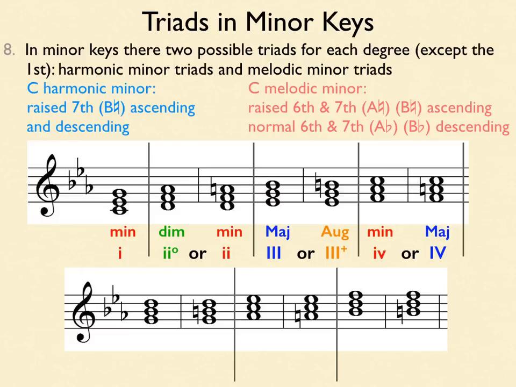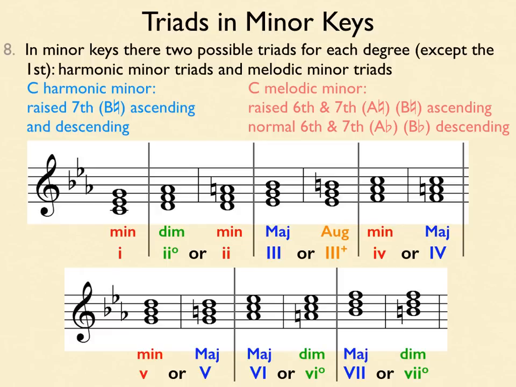And just to continue on with that, here we have the dominant triad up to the leading note triad, and again each one has two different types you can have depending on whether you're using the melodic or harmonic minor scale. So the dominant triad can be minor or major. It's usually major because of that B natural, the raised 7th. It's very rare you're going to come across a minor dominant chord in a minor piece. Usually the major dominant triad is the most popular.